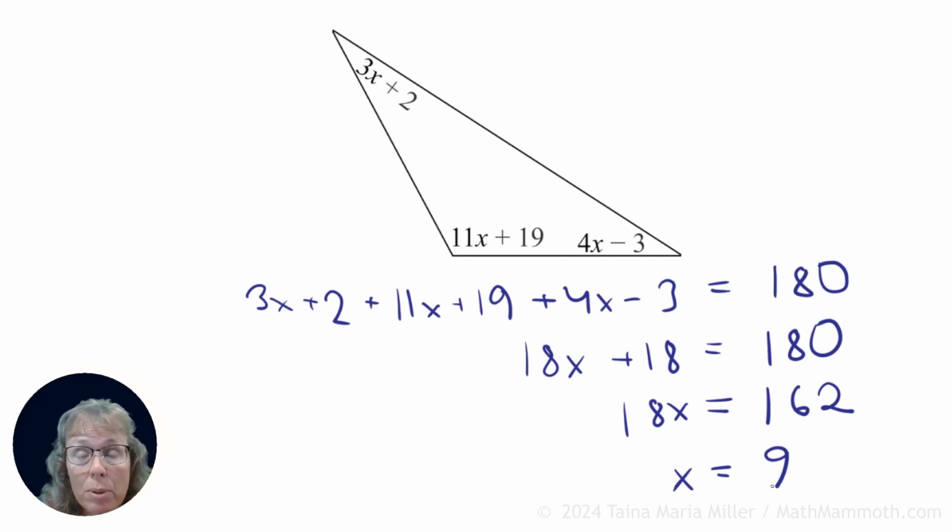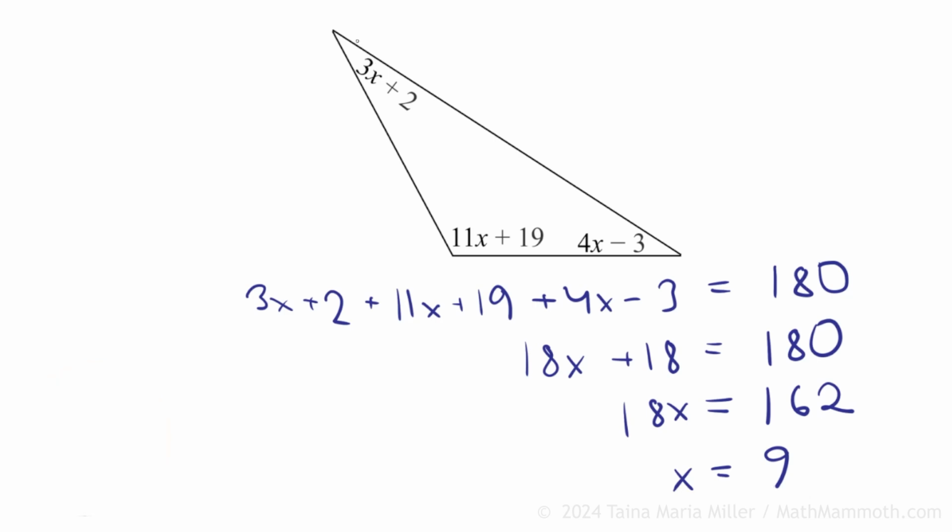It's also possible that this kind of question would ask not for x, but for the angle measures in the triangle or in the figure. So if that is the case, then we still need to go back and calculate the angle measures. For example, 3x plus 2 would be 3 times 9 is 27. So this angle here is actually 29 degrees. And you would do the same for these other two if the question asked for that.